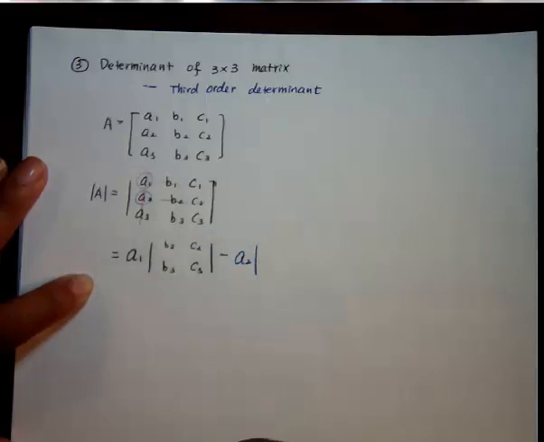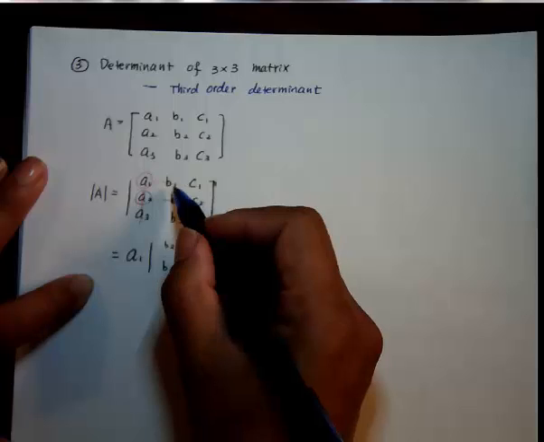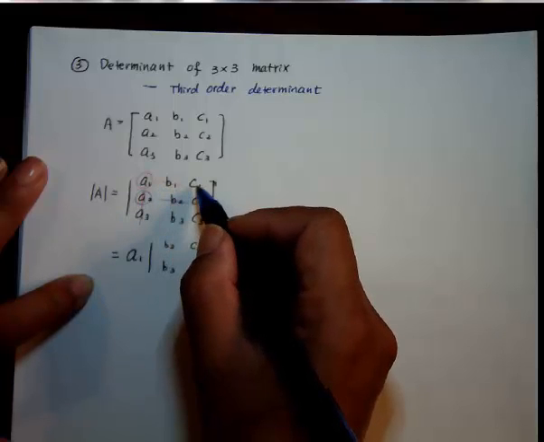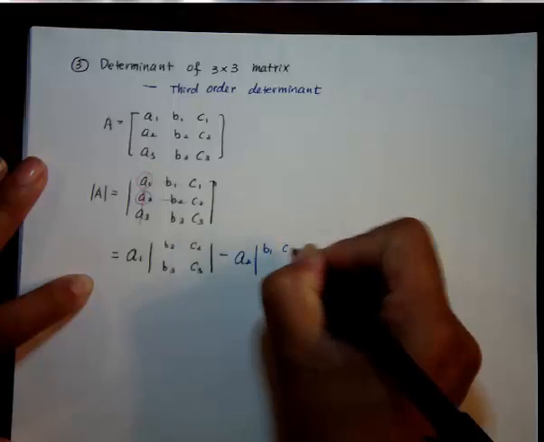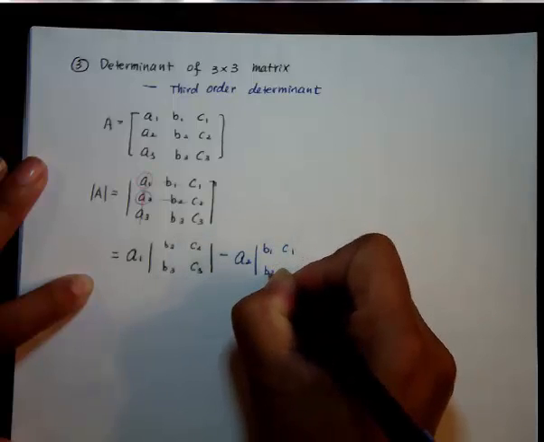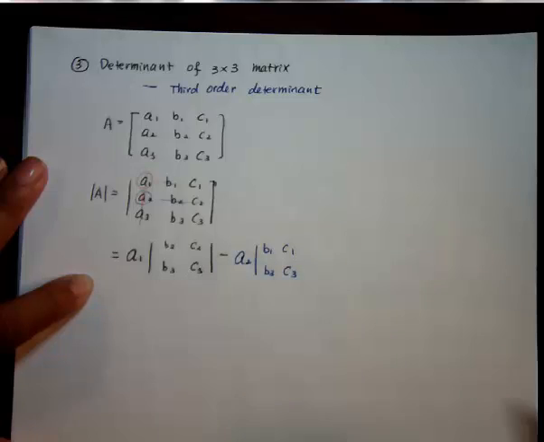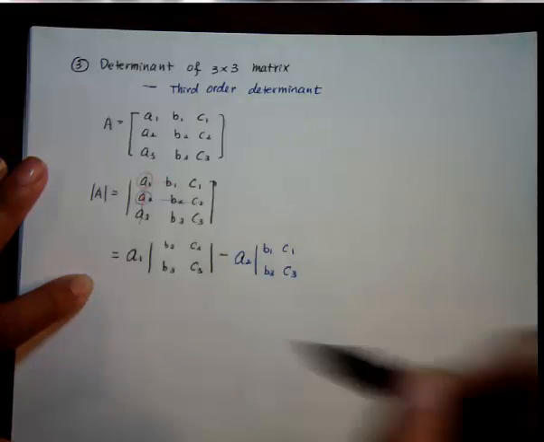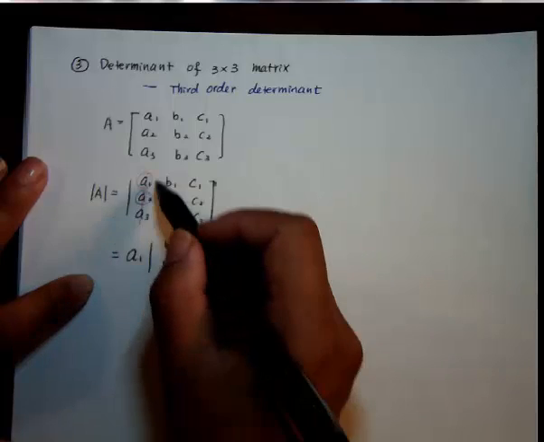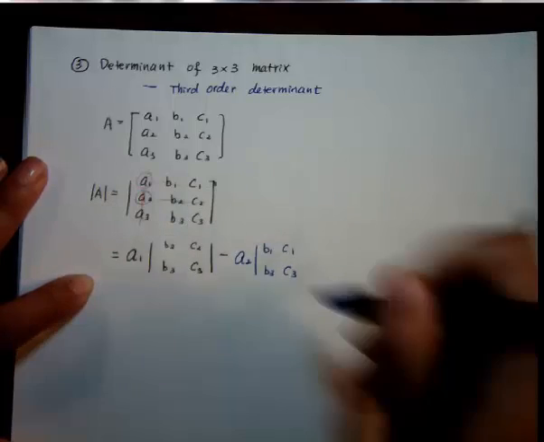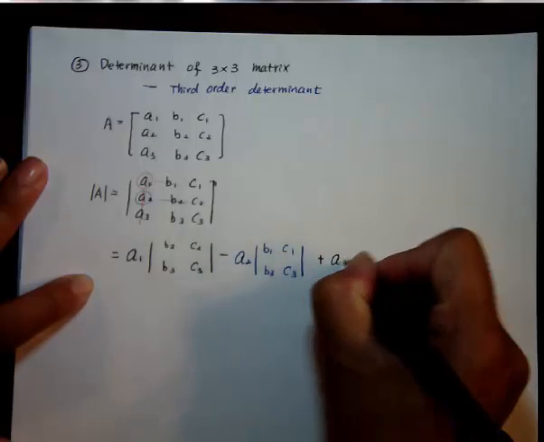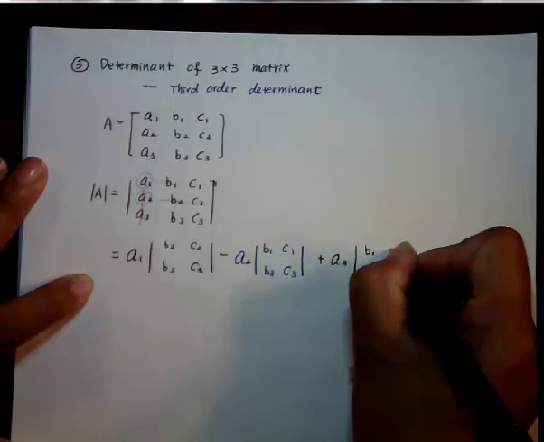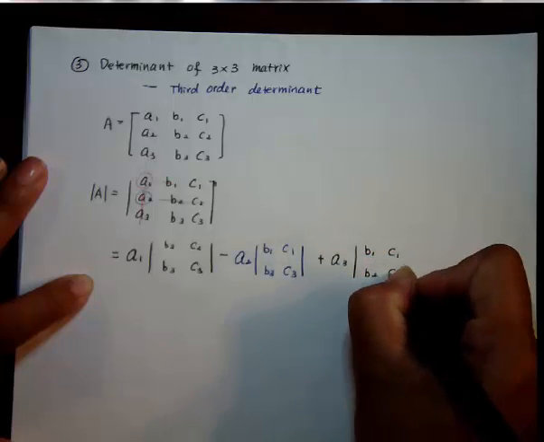So what we have left in here is B1, C1, B3, C3. Okay, we do one more cross in here. So that one, I'm crossing this one and crossing this one, plus A3, B1, C1, B2, C2.